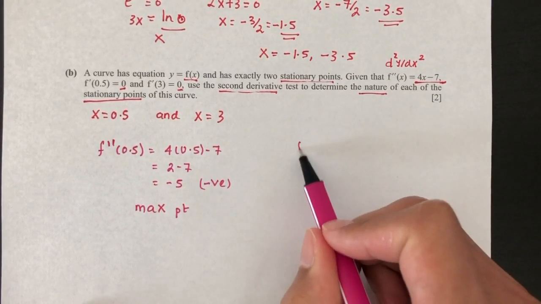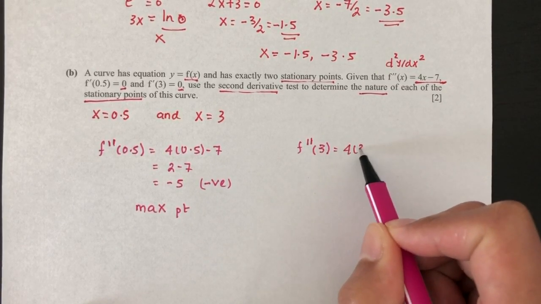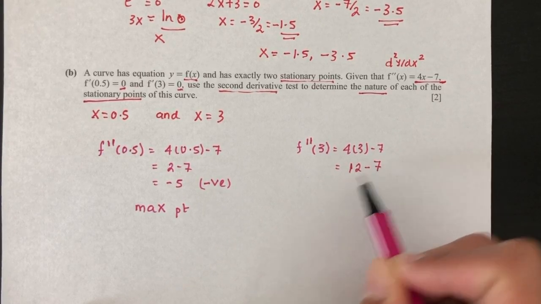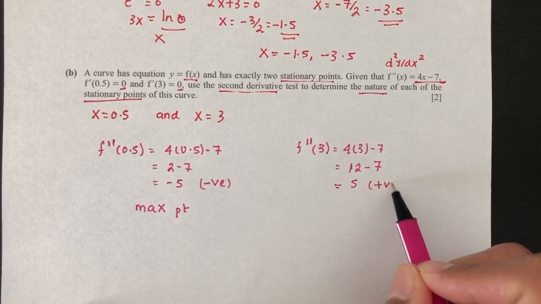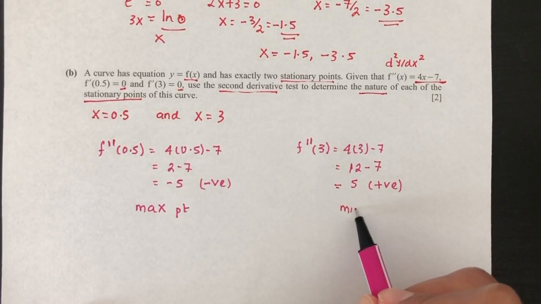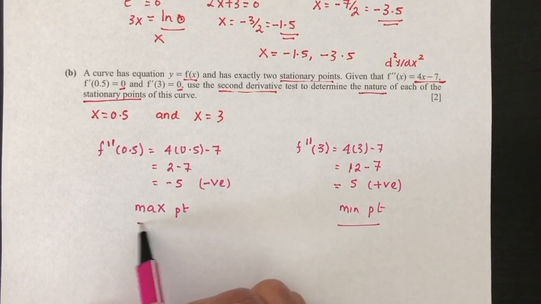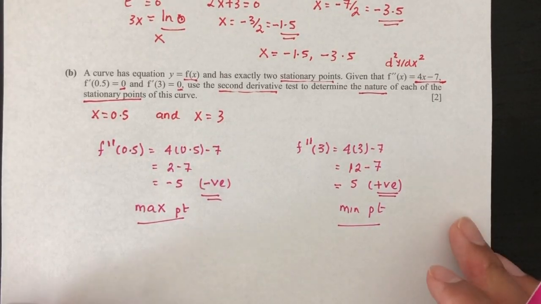And for this one, same steps. Then you have 4 times 3 minus 7. That will be 12 minus 7, that is 5. It is a positive value, so that will be a minimum point. Okay. So in that case, since we have shown this and this, we have shown the nature of each point.